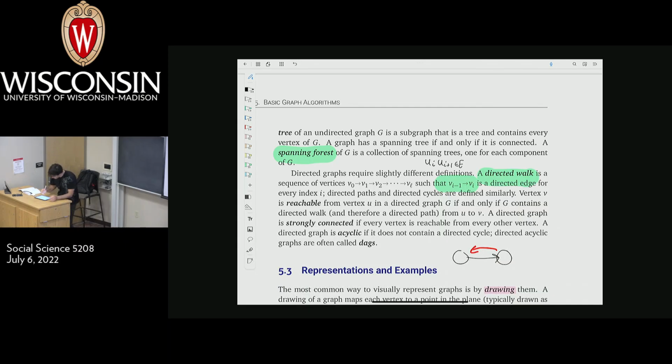So one cool thing about normal graphs is if U is reachable from V, that implies V is reachable from U. Why is that?